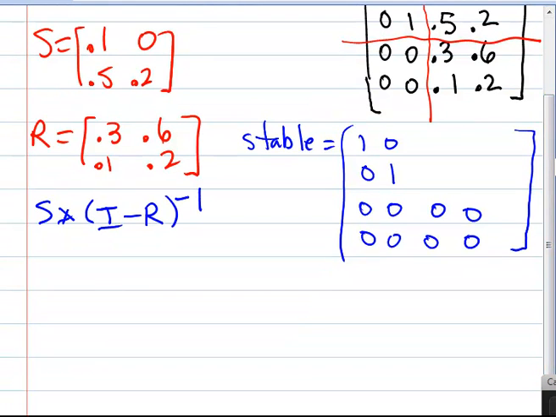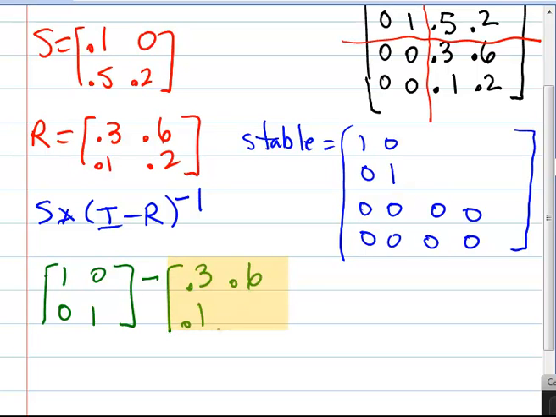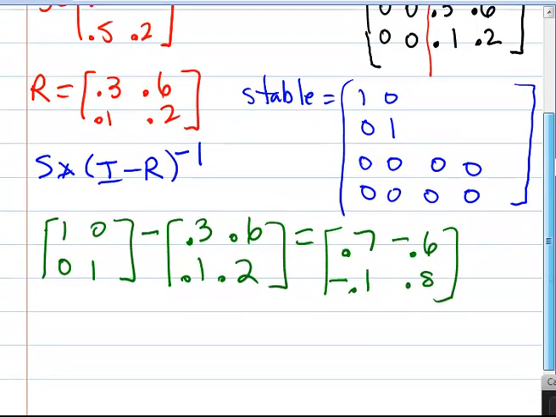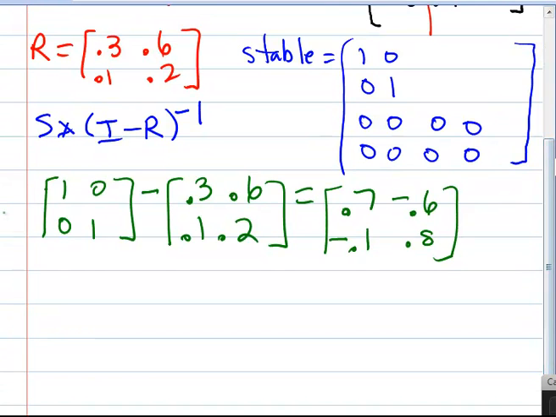The calculation that we can do first of all is I minus R, which is 0.3, 0.1, 0.6, 0.2. Okay, and I end up with a matrix: 1 minus 0.3, that's 0.7. 0 minus 0.6 gives me a negative 0.6 in that spot. 0 minus 0.1, and 1 minus 0.2 gives me a 0.8 in that spot. So there's I minus R, step 1.